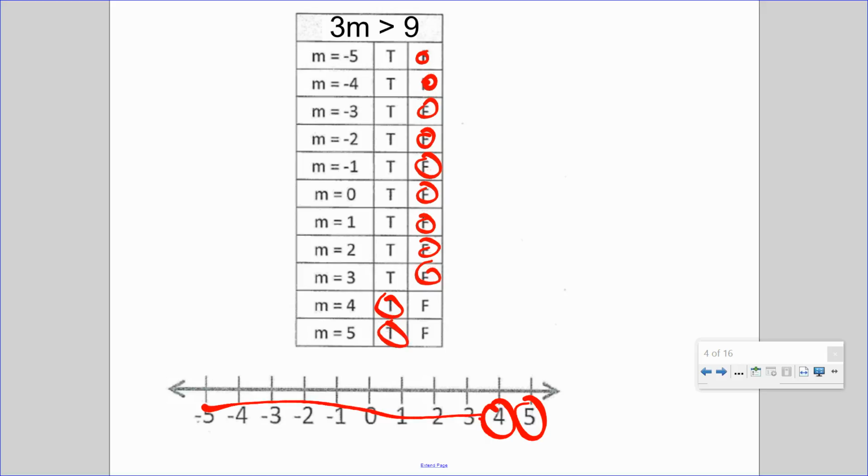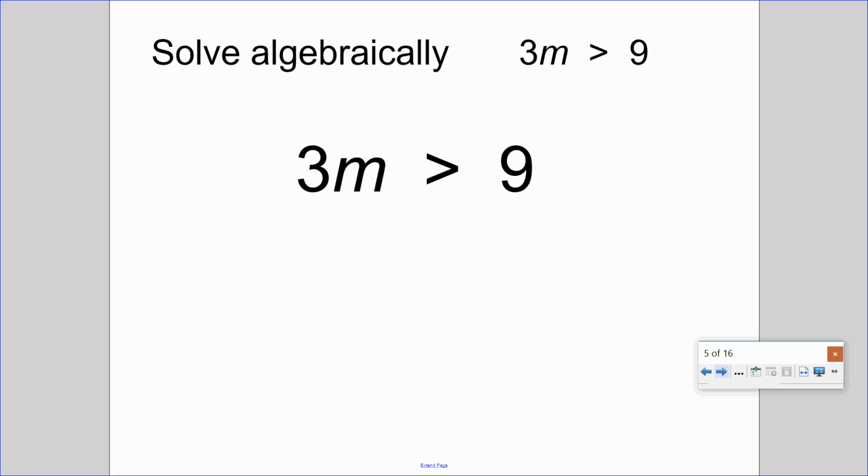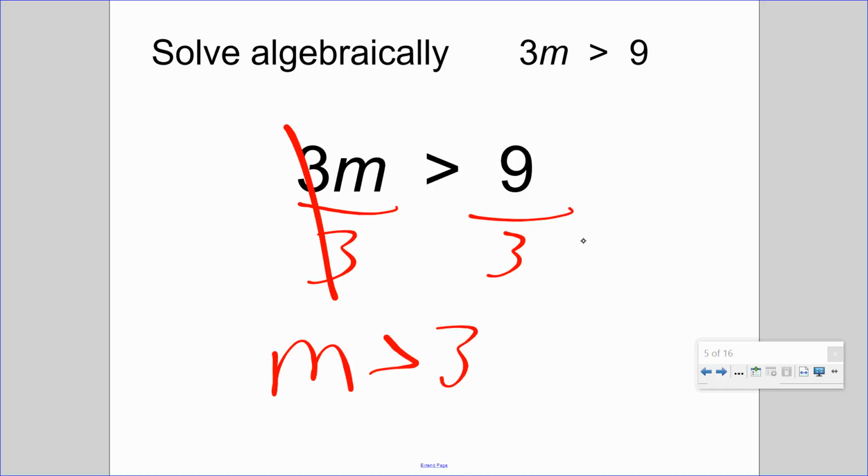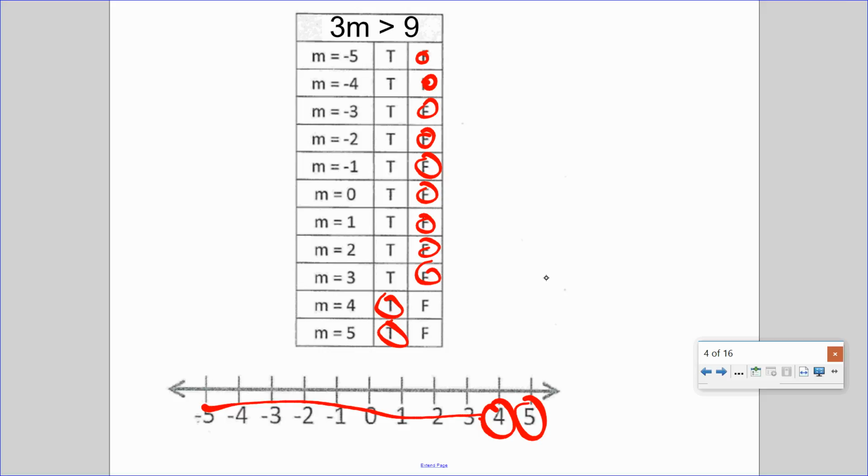Would you like to solve this algebraically? I do. I need to isolate m. What operation is this again? Multiplication. The inverse is division. Division. This cancels. 9 divided by 3 is 3. So m has to be greater than 3.